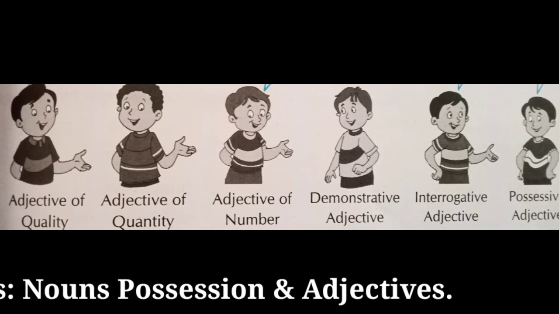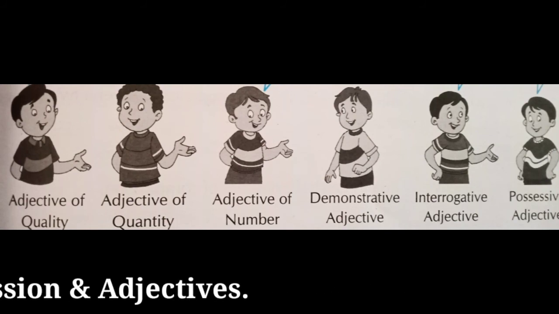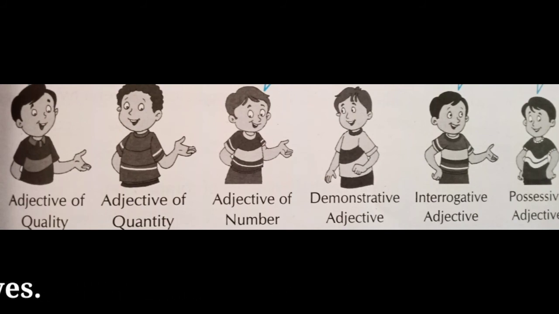Demonstrative adjectives. A demonstrative adjective is an adjective which is used to point out naming words. Examples: this, that, these, those, and such. It answers the question, which one?